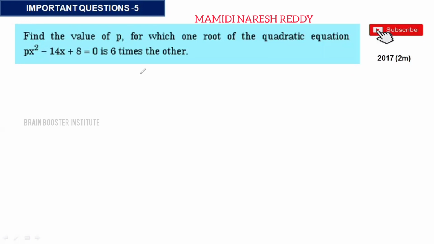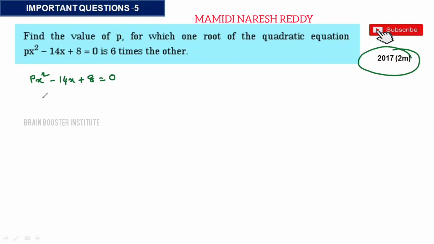So this problem can be done in two ways, my friends. I'm going to teach a very short method here. Though we don't usually follow the shortcut method, for a 2 marks problem I'm going to arrange sufficient steps here. Okay. First of all, let us write the given equation: px² - 14x + 8 = 0. This is the given quadratic equation, my friends.